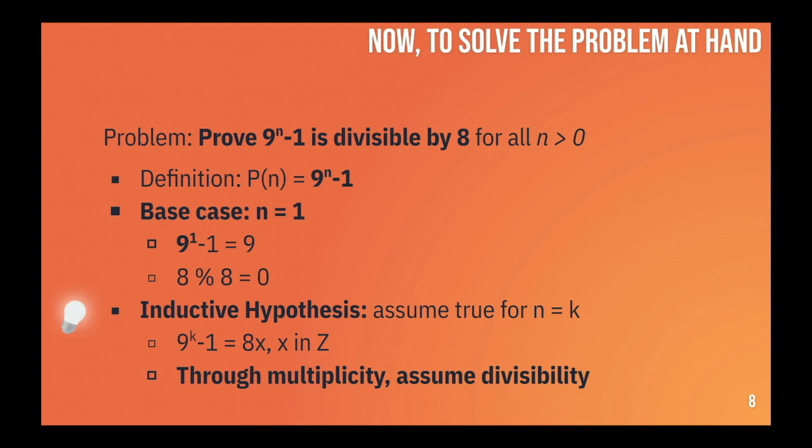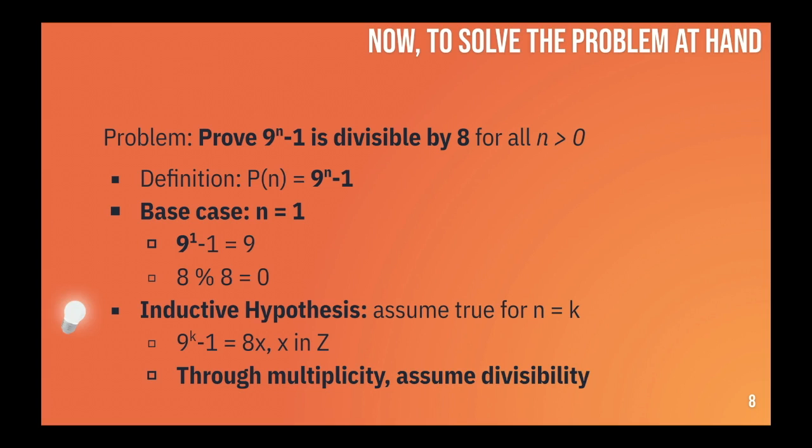Now, in our problem, we will be proving that 9 to the n minus 1 is divisible by 8 for all n greater than 0. First, let's define our P of n. We can say that P of n is equal to 9 to the n minus 1. Next, we can start our proof by stating our base case, n equals 1.